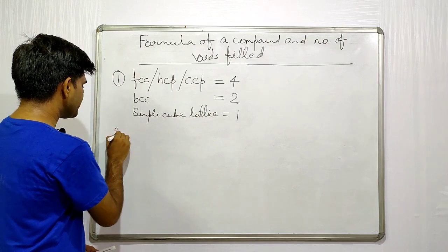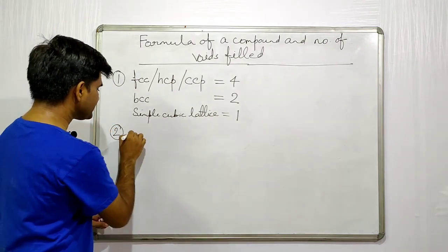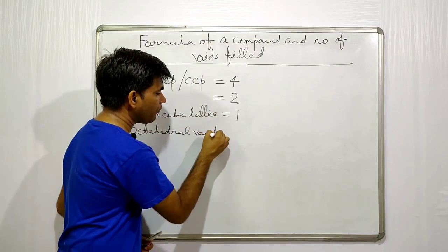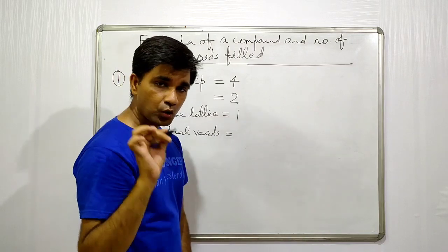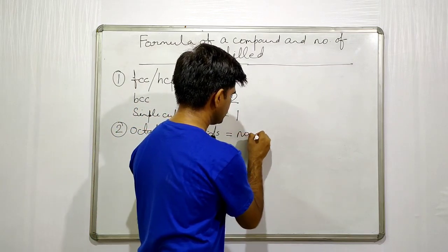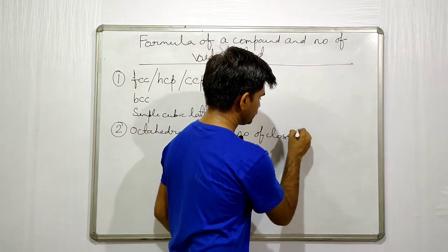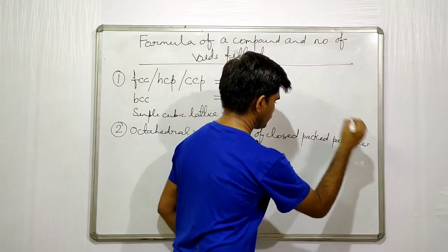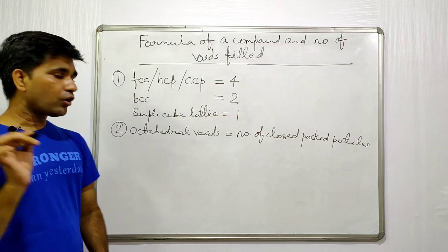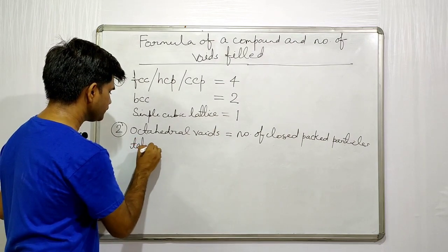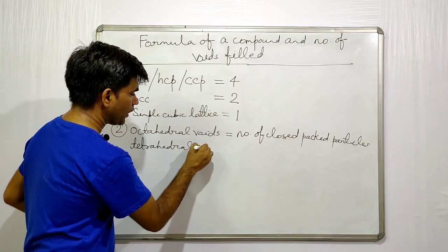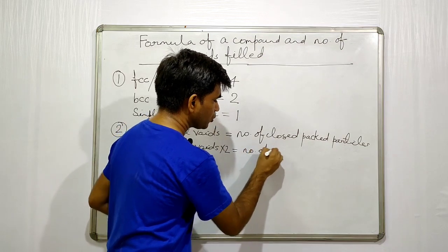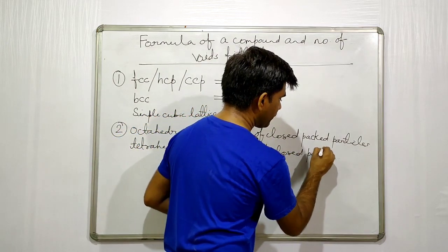The second important point is that the number of octahedral voids are always equal to number of closed packed particles. Whereas number of tetrahedral voids are always twice the number of closed packed particles.